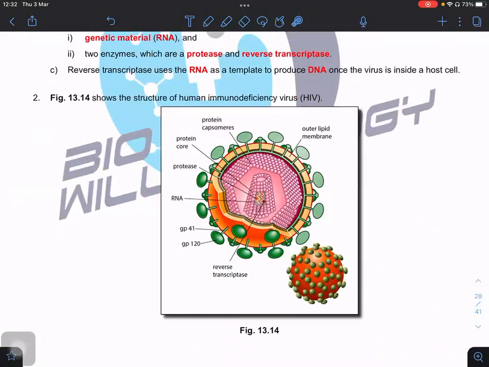So for this diagram, you have to know where the protein coat is. All viruses must have protein coats. The protein coat is here, and the outside one is called the envelope. Inside the protein coat you have the genetic material, and the genetic material for HIV is RNA. Because they have RNA, we want to produce DNA, so you need the reverse transcriptase. Are you clear? From RNA to DNA, so reverse transcriptase.